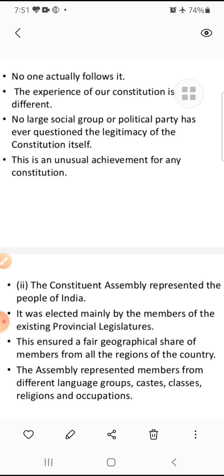Now some other facts. The Constituent Assembly represented the people of India, because of the definition everyone knows, by the people, of the people, for the people. It was elected mainly by the members of the existing provincial legislatures. Provincial legislatures means earlier when we did not have many states, we had provinces like Punjab, Maharashtra, Gujarat. The assembly represented members from different language groups, we have discussed this.